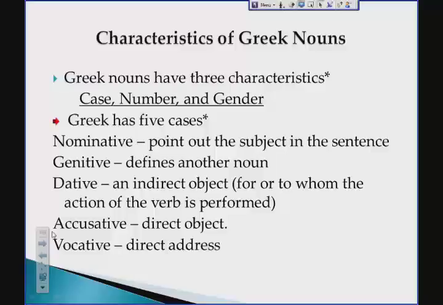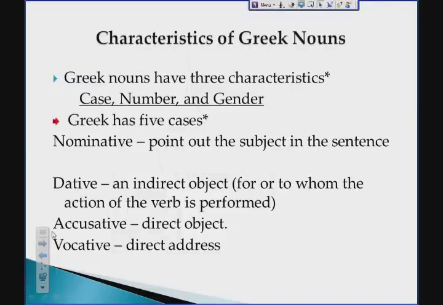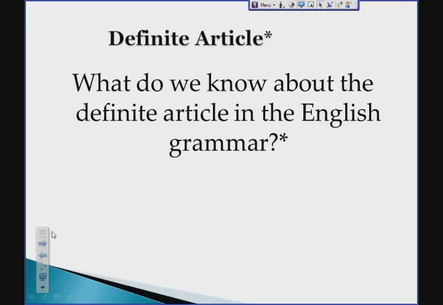And we use this every day. So please remember these 5 cases: nominative for subject; genitive, describing another noun in 3 ways: source, relation, and possession; and then dative, indirect object; accusative, direct object; and the vocative case. That is the mode of address, or a direct address. Sorry for the repetitions.